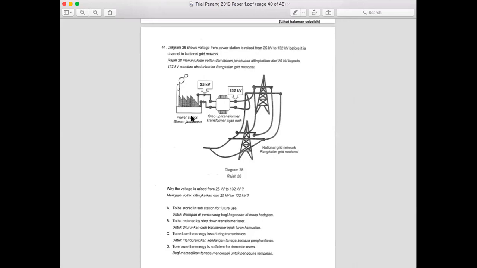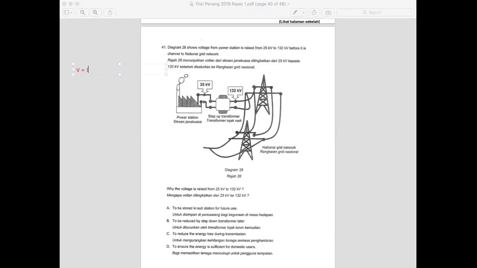Okay, 41, electrical transmission. Why do they raise the voltage from 25 kilovolts to 132 kilovolts? Why? Don't say C. To reduce the energy loss during transmission. Okay, good. Correct, because we want to reduce the current. Students are often confused, because they think electrical transmission obeys Ohm's law.